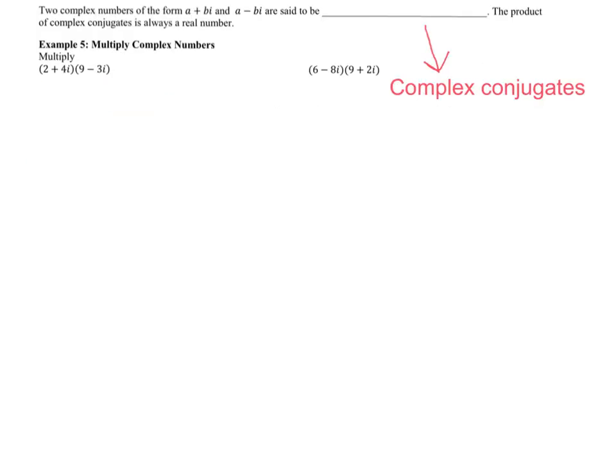Two complex numbers of the form a plus bi and a minus bi are said to be complex conjugates. The product of complex conjugates is always a real number. So if we go ahead and look at this example, this is where we're going to be foiling. And the reason we'll foil here is because there isn't a sign in the middle. So we know that we're multiplying.